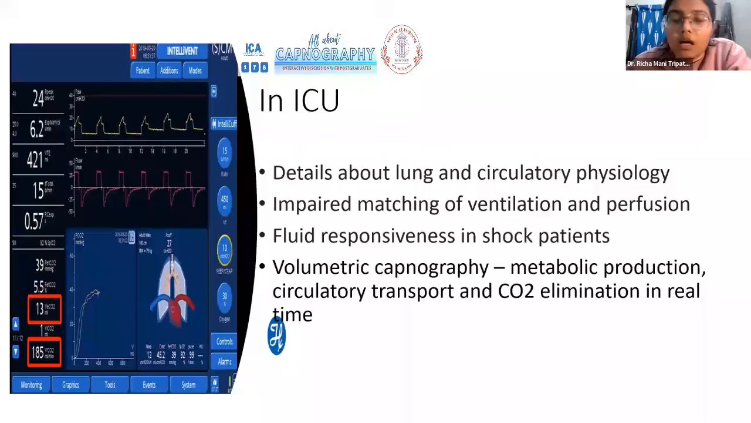Coming to the ICU, capnography can give us details about lung and circulatory physiology. It can also tell us about impaired matching of ventilation and perfusion. It can help direct fluid responsiveness in shock patients, and volumetric capnography correlates with metabolic production, circulatory transport, and carbon dioxide elimination in real time. This is a picture of volumetric capnography.